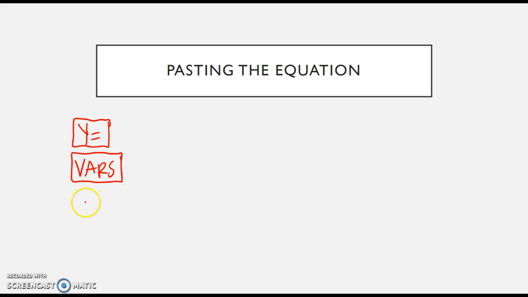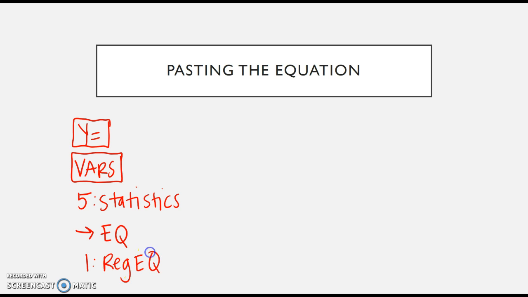and we're going to go down to statistics. And then we're going to scroll over to EQ for equation. And we want that first one, regression equation. And that's going to paste the exact equation that we found using the calculator into y equals. And so we don't have to sit there and worry about rounding too soon. It takes the most exact that it can and pastes it into y equals. Then when you go to look at your graph, you should see your pretty line that goes nicely between all of your points. And it's kind of like an average line, your line of best fit.